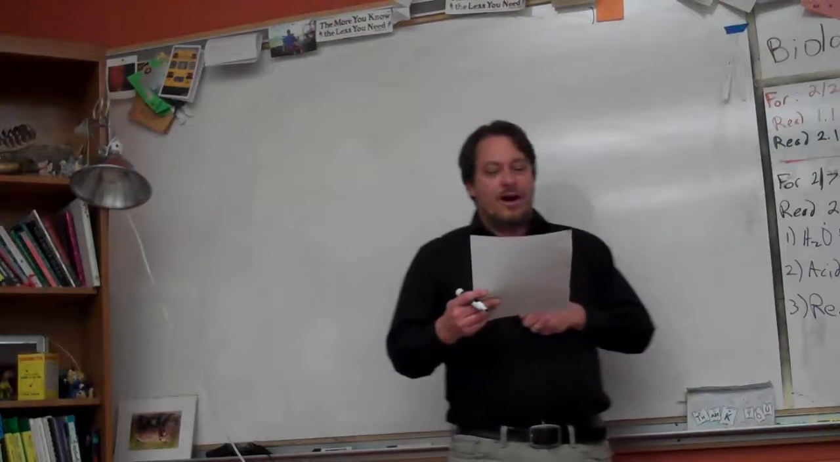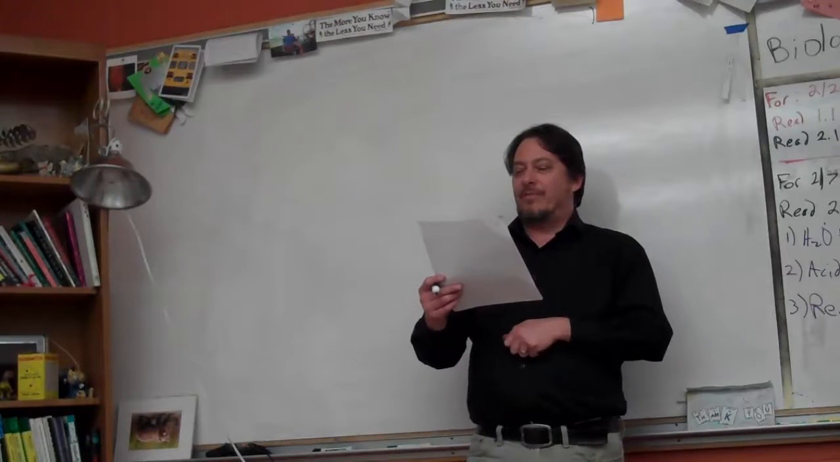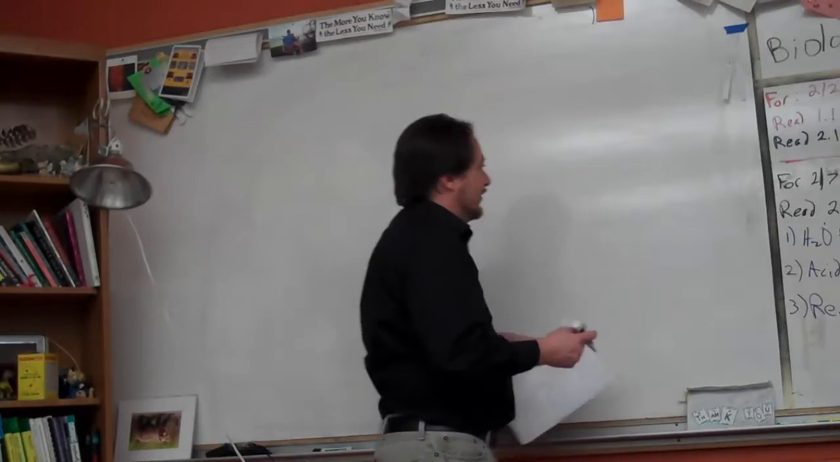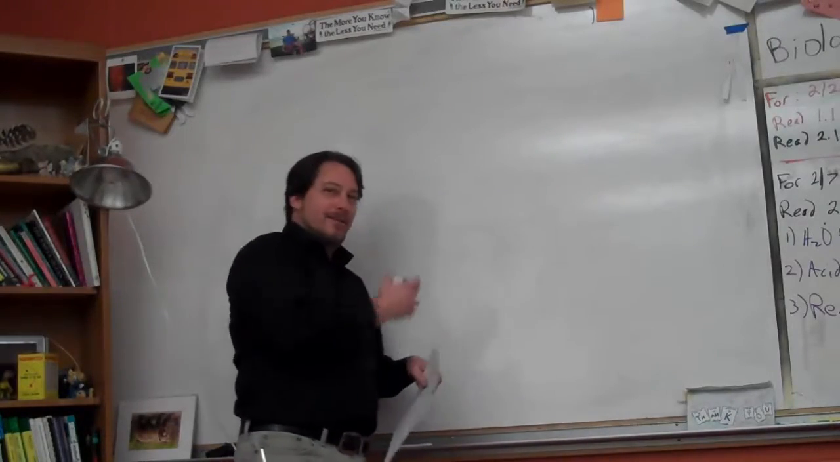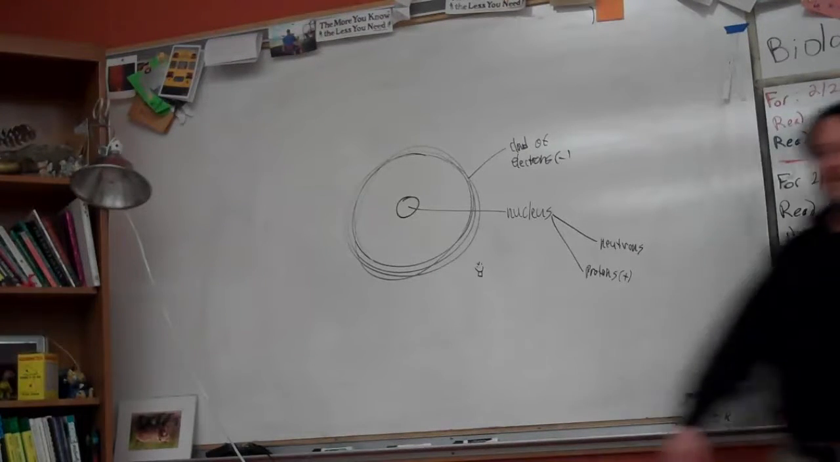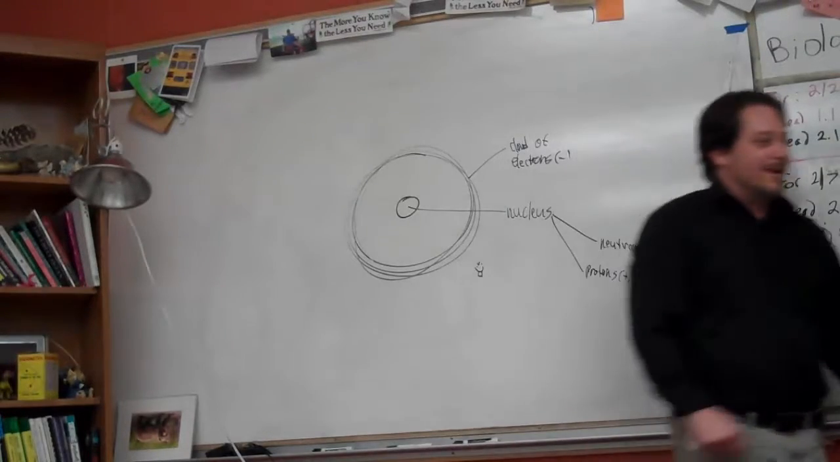Okay, so sketch the structure of an atom. Label the protons, neutrons, nucleus, and electrons. Go ahead, come on up. Okay, and I think that's pretty good. The nucleus is in the center there. It's got all the neutrons.